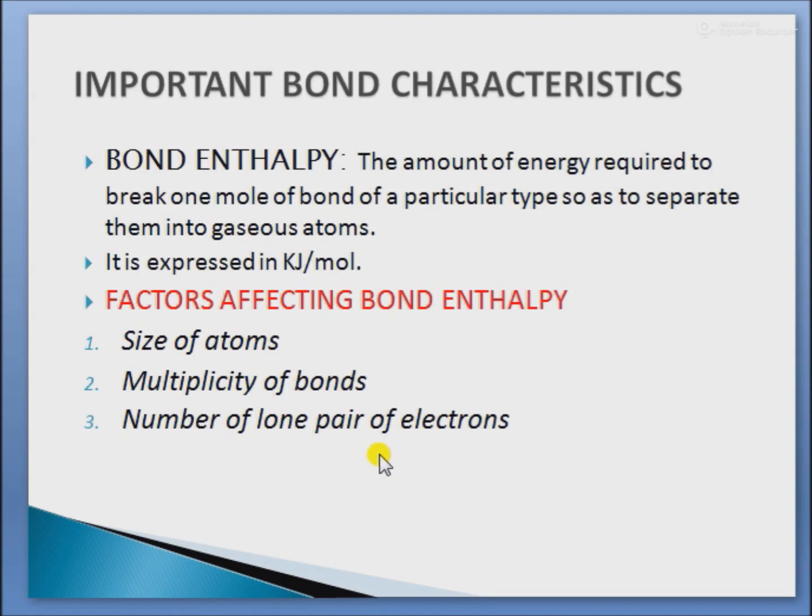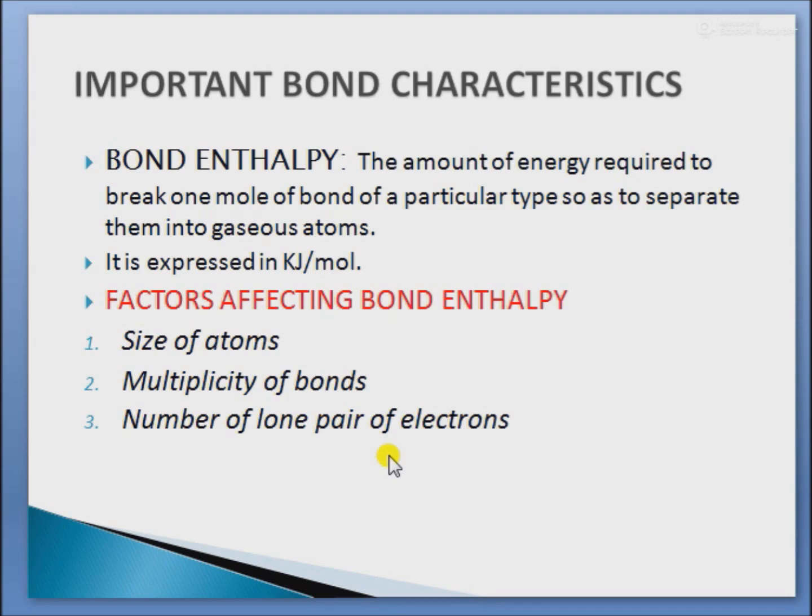As the number of lone pair increases, the electronic lone pair repulsion between the atoms increases, and hence the electron cloud expands and the bond length increases, which weakens the bond strength, and hence lesser amount of energy is required to break the bond, and hence the bond dissociation enthalpy decreases.